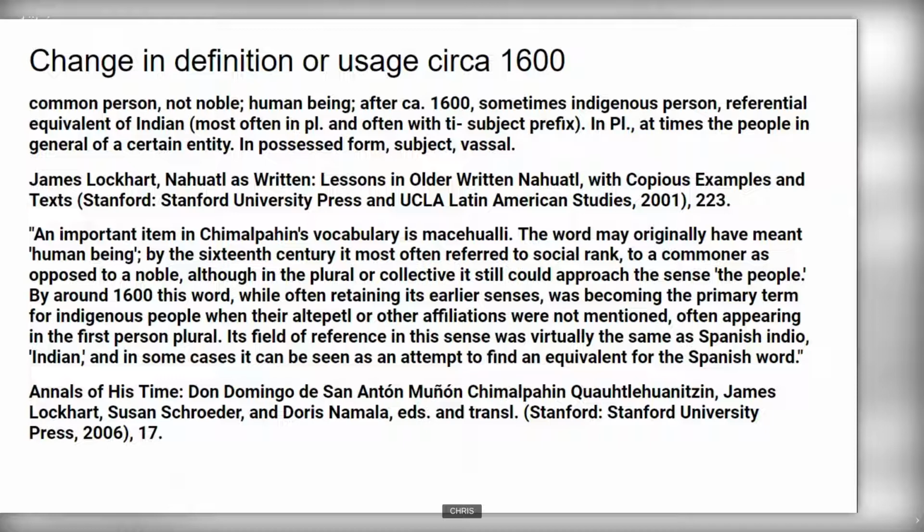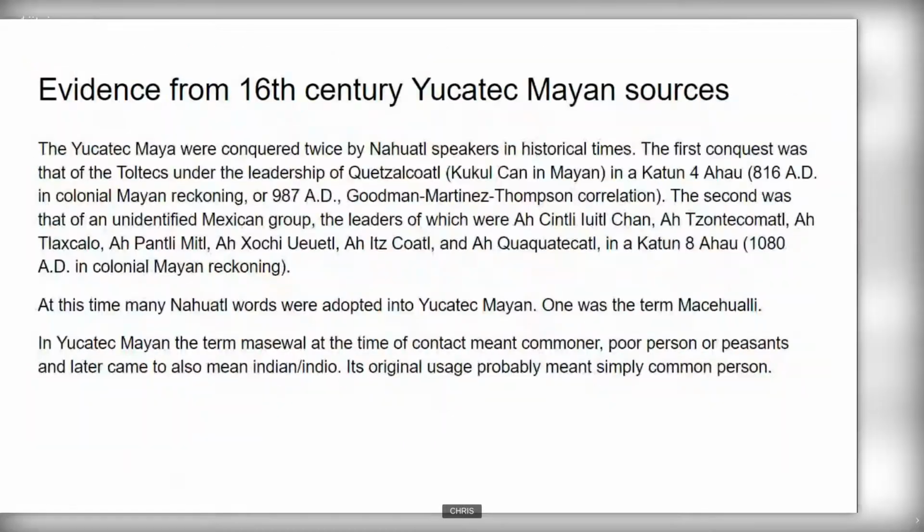Its field of reference in this sense was virtually the same as Spanish Indio or Indian. In some cases, it can be seen as an attempt to find an equivalent for the Spanish word. So as Nahuatl speakers, now historians, and even Spaniards writing in Nahuatl were trying to find a term that fit with the Spanish concepts of indigenous as opposed to European, foreigner, and black, white, mestizo, and all these different caste systems they had, Masawali became the go-to term.